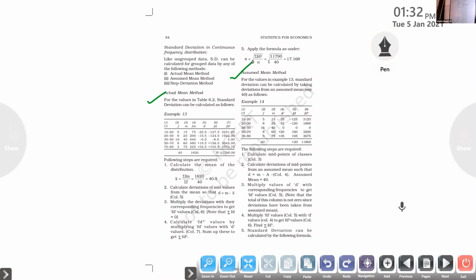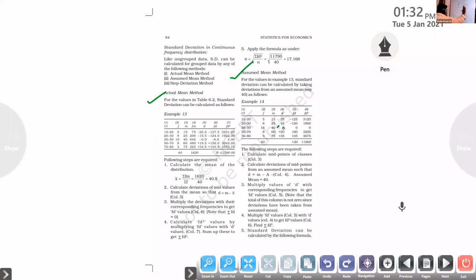Okay, clear. For the values in example 13.30, standard deviation can be calculated by taking deviation from the assumed mean. You can see the same data set: class interval is the same, frequency also the same, but we are only taking the assumed mean. Here we are taking the mean as 40, almost the mid value. For the midpoints we can see 15, 25, 40, 60 and 75. So the mid value is 40, so we are taking that as the assumed mean.